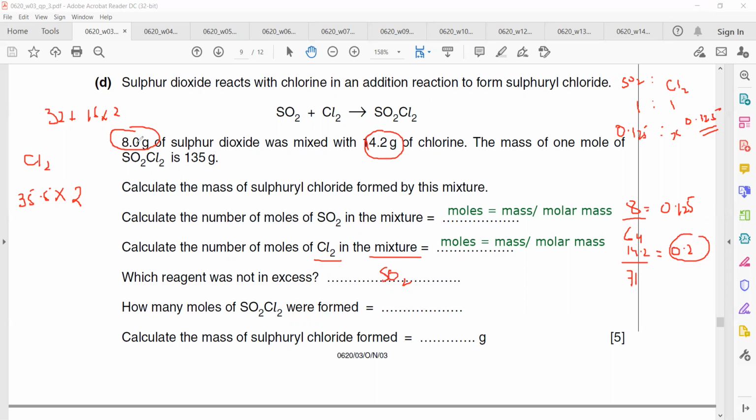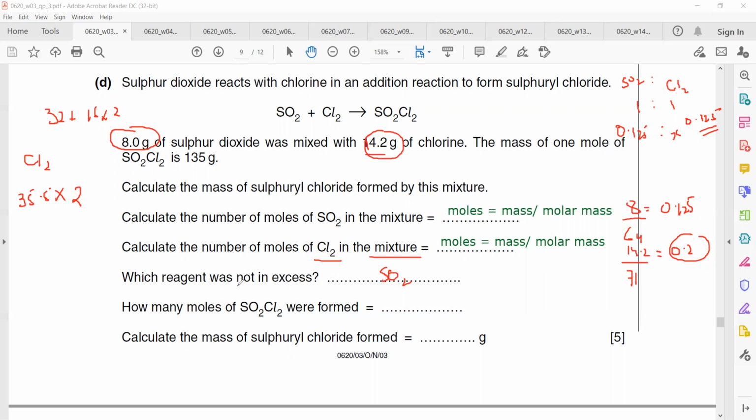In the first part, they give 8 grams of sulfur dioxide. So how many moles are there in 8 grams of sulfur dioxide? The formula is moles equal mass in grams divided by molar mass. The mass in grams of sulfur dioxide is 8. Molar mass of sulfur dioxide is 64. So we'll get 0.125. Then moles of chlorine in the mixture, again moles equal mass in grams over molar mass. Mass in grams is 14.2 and the molar mass is 35.5 multiplied by 2, that is 71. So the molar mass of chlorine is 71. When we divide, we'll get the moles.